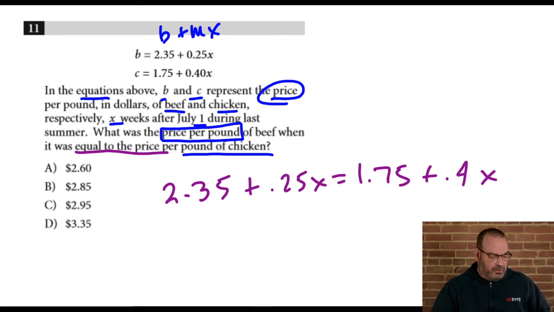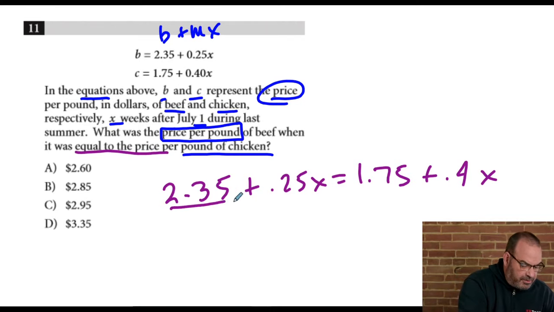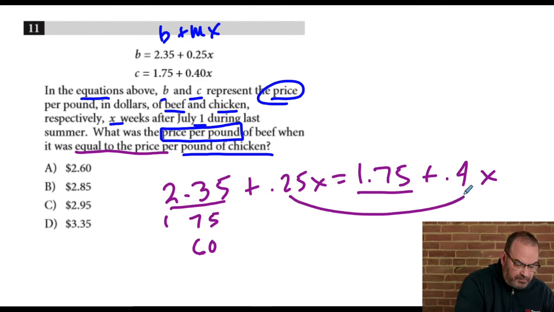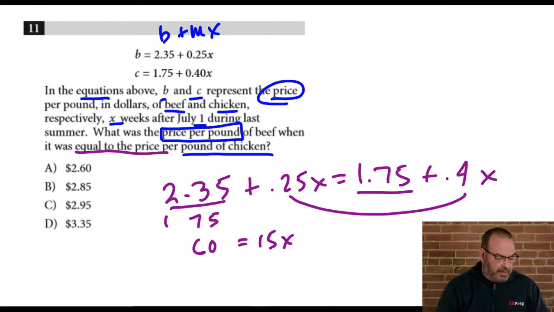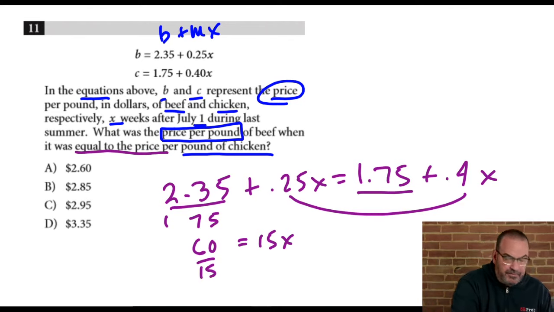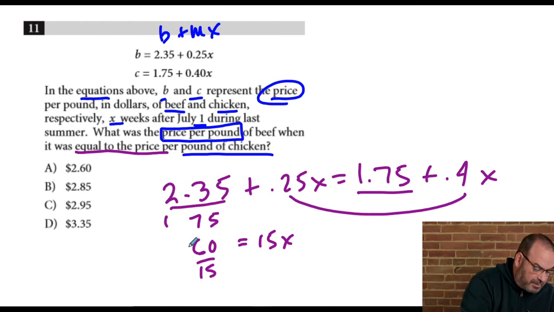I can just use whole numbers, and I could say 235 minus 175, which is 60. And then 0.40 minus 0.25, which equals 15x. I can just multiply everything by $1, 100%, and get rid of the decimals. 60 over 15, put a star next to this bad boy.